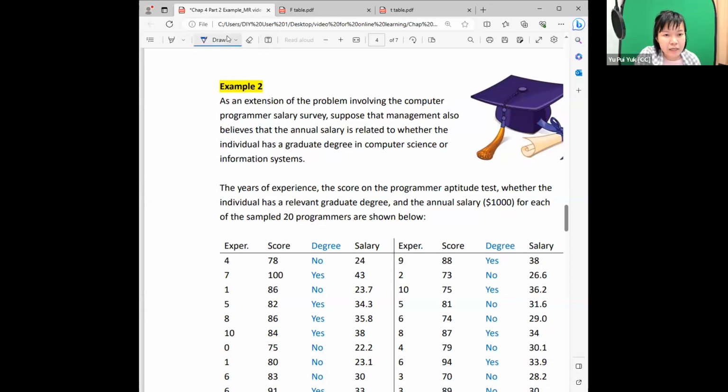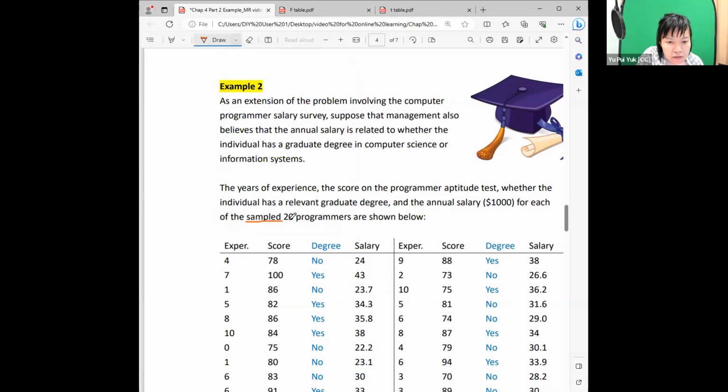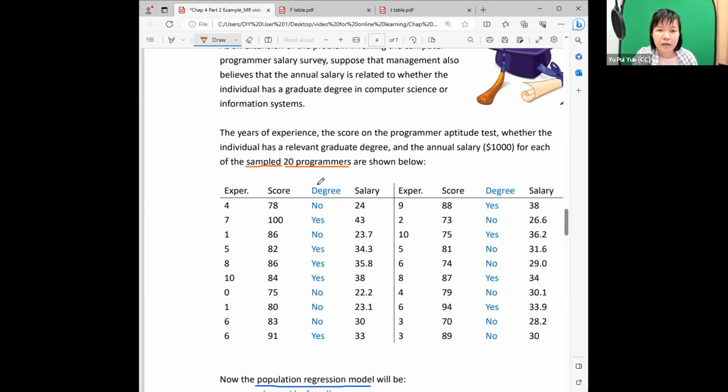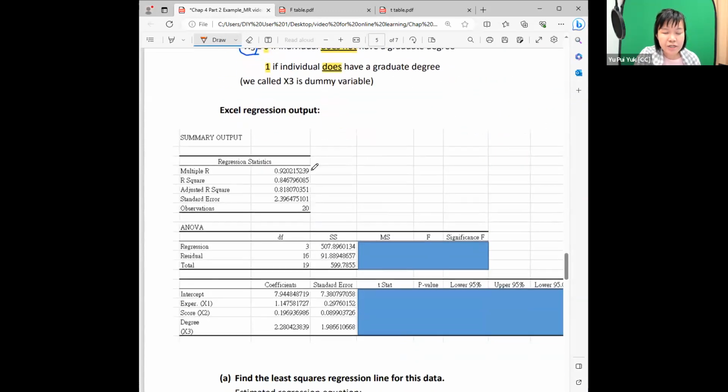Now let's underline some key points. The sample data contain 20 programmers' information: their salaries, whether they have the degree, the aptitude test score, and the working experience. So how can we run such an Excel regression output?